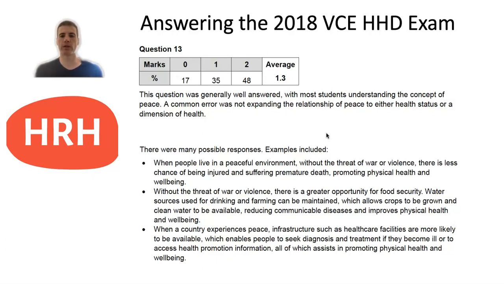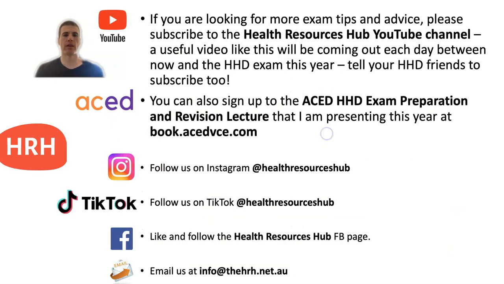So you can see all of those link to physical health and well-being, but you could have also linked to health status indicators like life expectancy, mortality, morbidity, but obviously focusing on how peace can promote those. Hopefully you found that video useful.